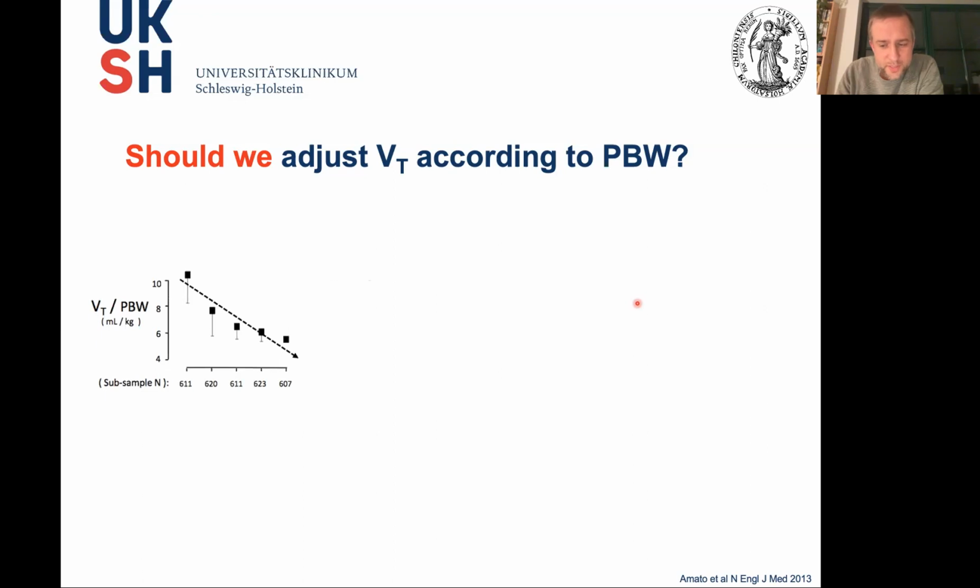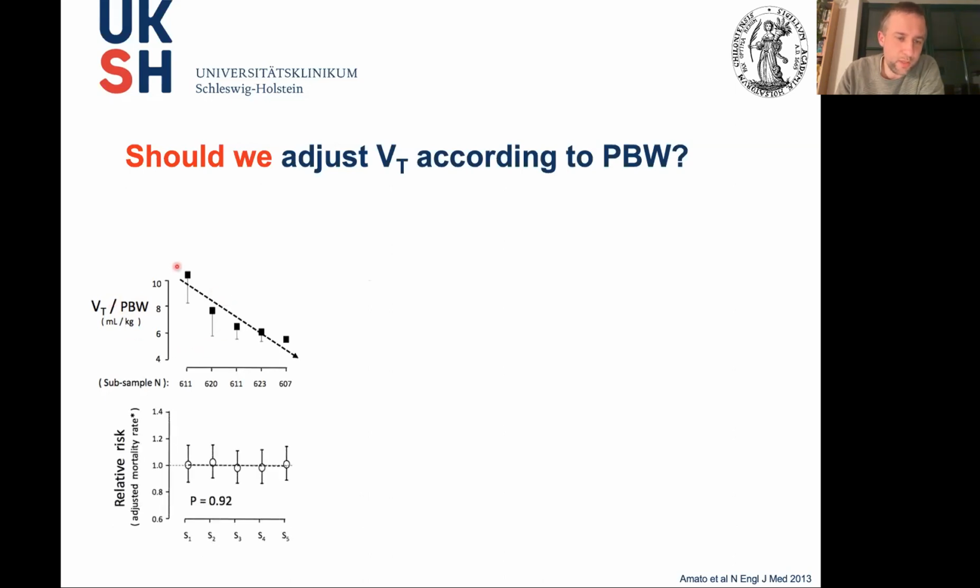In the year 2013, Amato and co-workers published a study that has at least put this into question. What they did is they did a reanalysis of many ARDS network studies, and they looked at the association in a multivariate analysis between tidal volume divided by predicted body weight and mortality. And they stratified the patients according to their tidal volume in subgroups. And this is a subgroup of patients with a tidal volume of more than 10 mLs per kilo predicted body weight. And this is the relative risk of in-hospital mortality for this subgroup here.